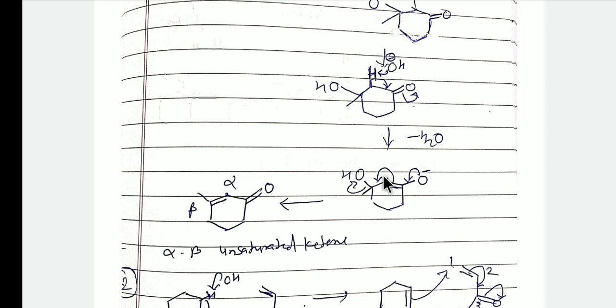Here this carbon becomes negatively charged, so a double bond is created between these two carbon atoms. So the newly created double bond is between these two carbon atoms, and in this way we can easily prepare the alpha beta unsaturated ketones. By the Robinson annulation, the ring cyclization reaction takes place, the ring formation takes place here.